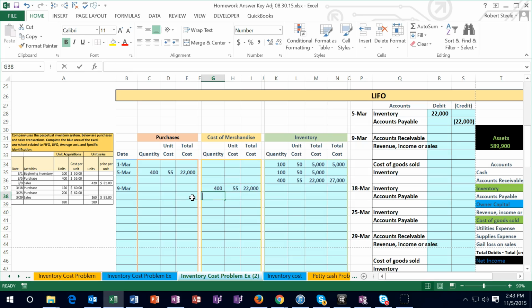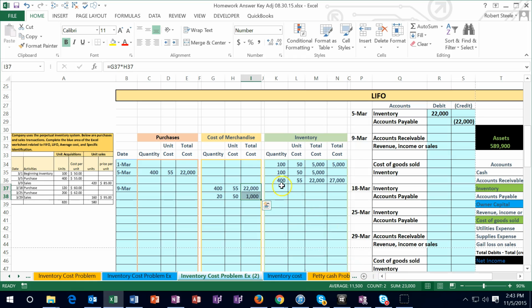Then I'm going to say equals 420. That's how many we sold in total, minus the 400, means that we need another 20, and that will come from the other section, the 100 here. So of these 100, we sold 20, which cost this $50, and therefore we have a cost of 20 times the $50, and this 22,000 plus the 1,000 being the cost of goods sold in this case.